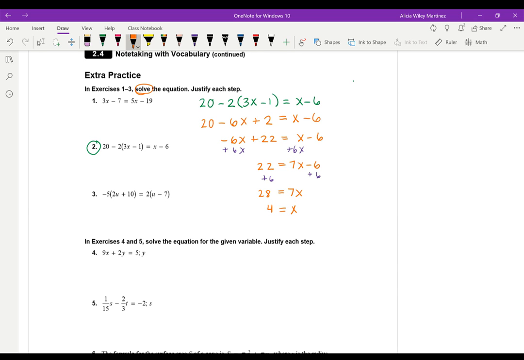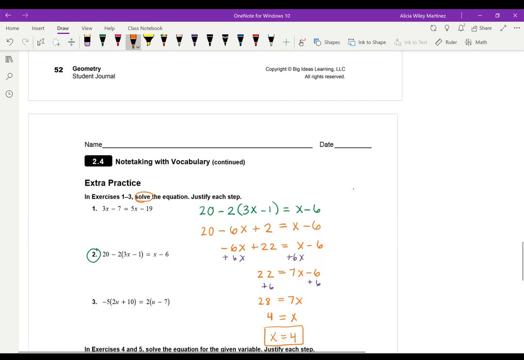If you want to have the x on the left-hand side, you can simply switch this around to say x equals 4, and it means exactly the same thing. So your answer is x equals 4. Okay, so that's how you do number 2.